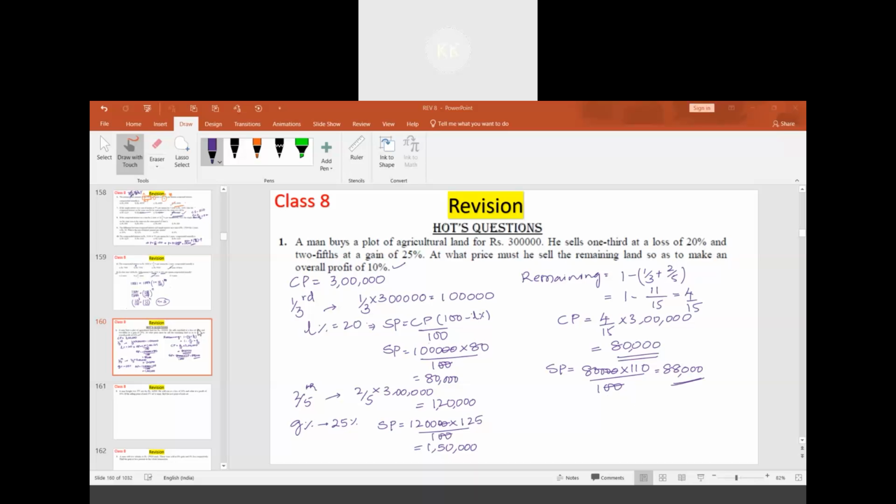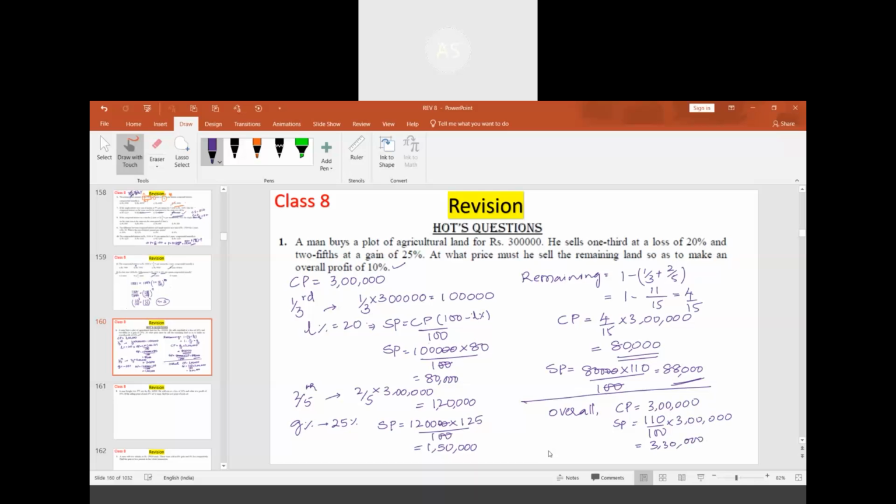Here they have given that to make an overall profit of 10%. So to make an overall profit of 10%, if I consider overall, the overall cost price is 3 lakh. The overall selling price has to be 10% more: 110 by 100 multiplied by 3 lakh. We get 3 lakh 30,000.